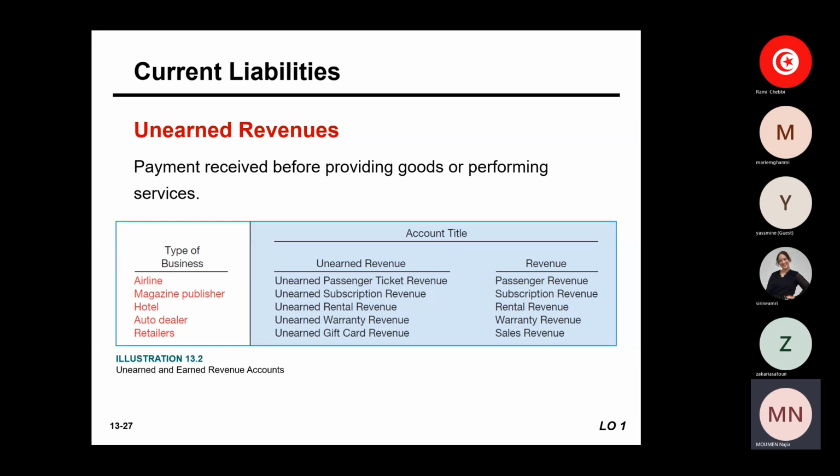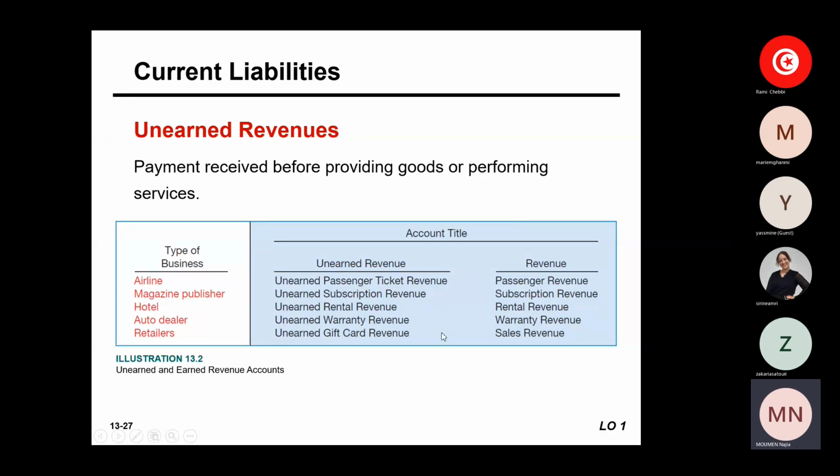We'll be talking about warranty in general in the next slides. But here, when you receive a service warranty, that's what we call an unearned warranty revenue. That should also be classified as current liabilities. Of course, these unearned revenues will be debited, and we will credit the corresponding revenues once what?